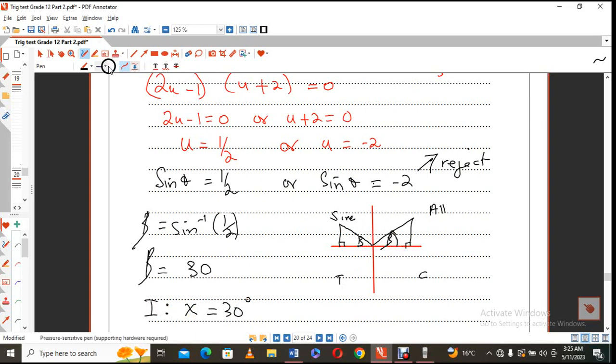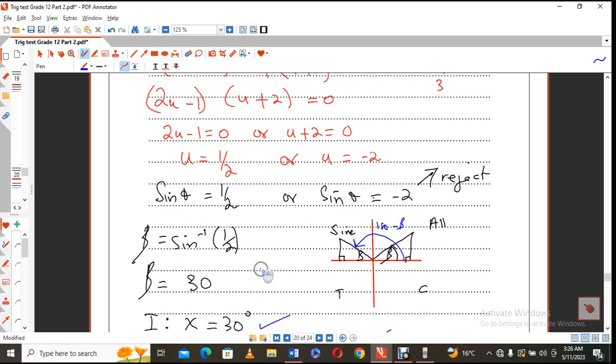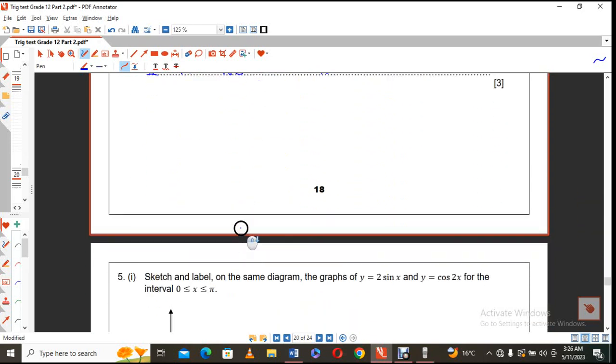But if we have to look in the second quadrant, you will realize that you are dealing with an obtuse angle over here. So to find that angle, you will have to say 180 degrees minus our acute basic angle of 30 degrees. So in the second quadrant, the angle we are looking for must be 180 degrees minus 30 degrees, which is 150 degrees, and these two are within our domain, and they are the solutions to that equation.